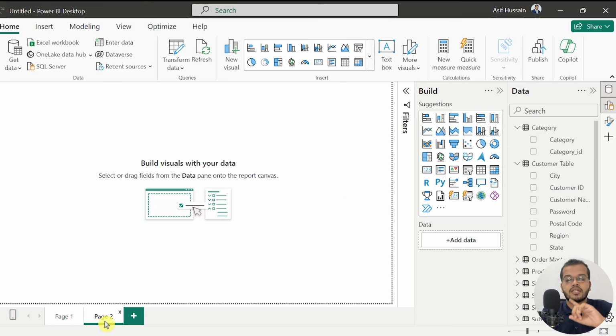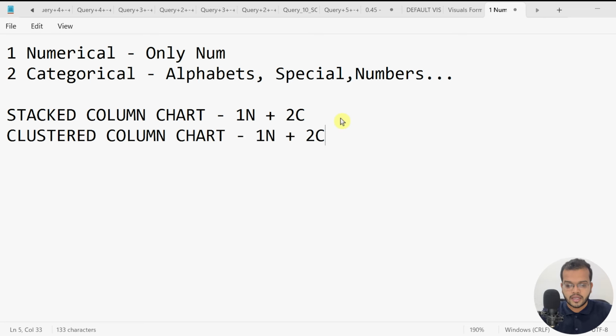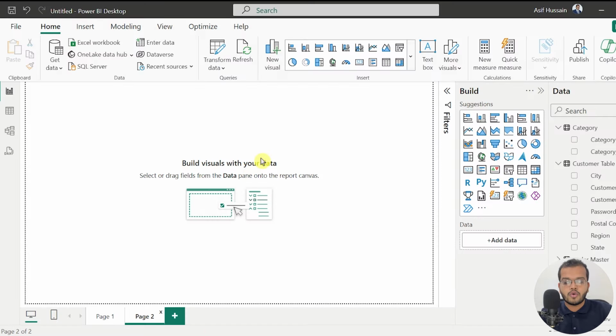Now understand the clustered column chart. In the clustered column chart also we have the same formula. We have 1 numerical plus 2 categorical. After you input the data, you will have a very clear idea which chart is the best, and the examples and the applications are also the same.